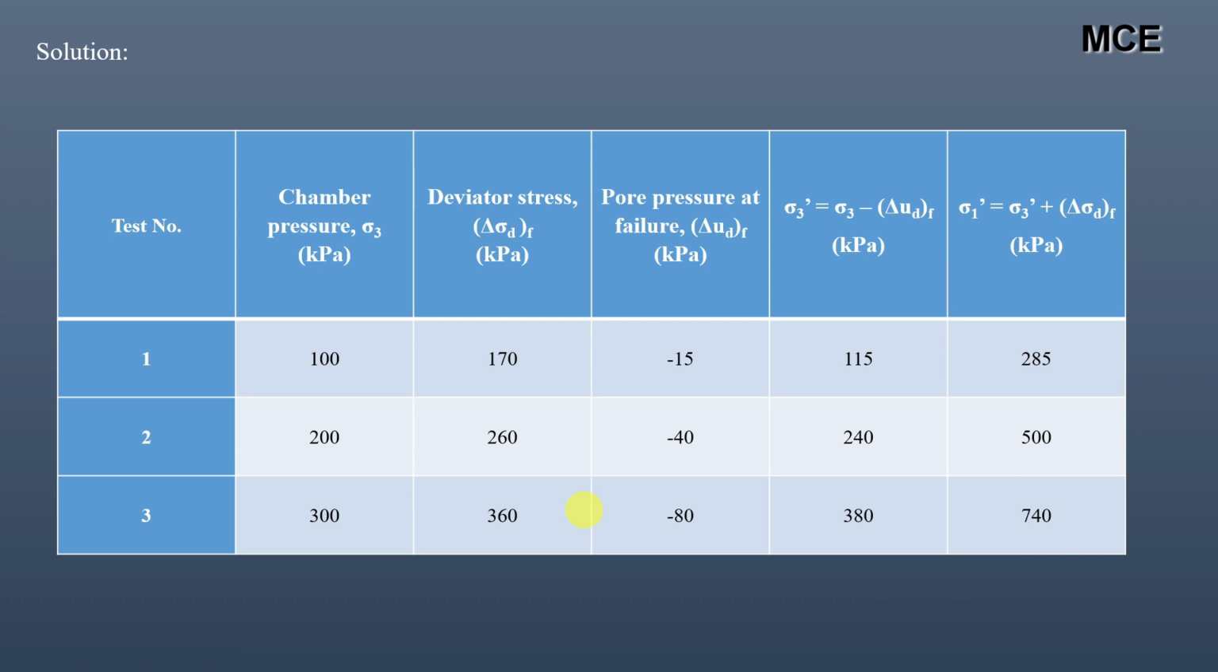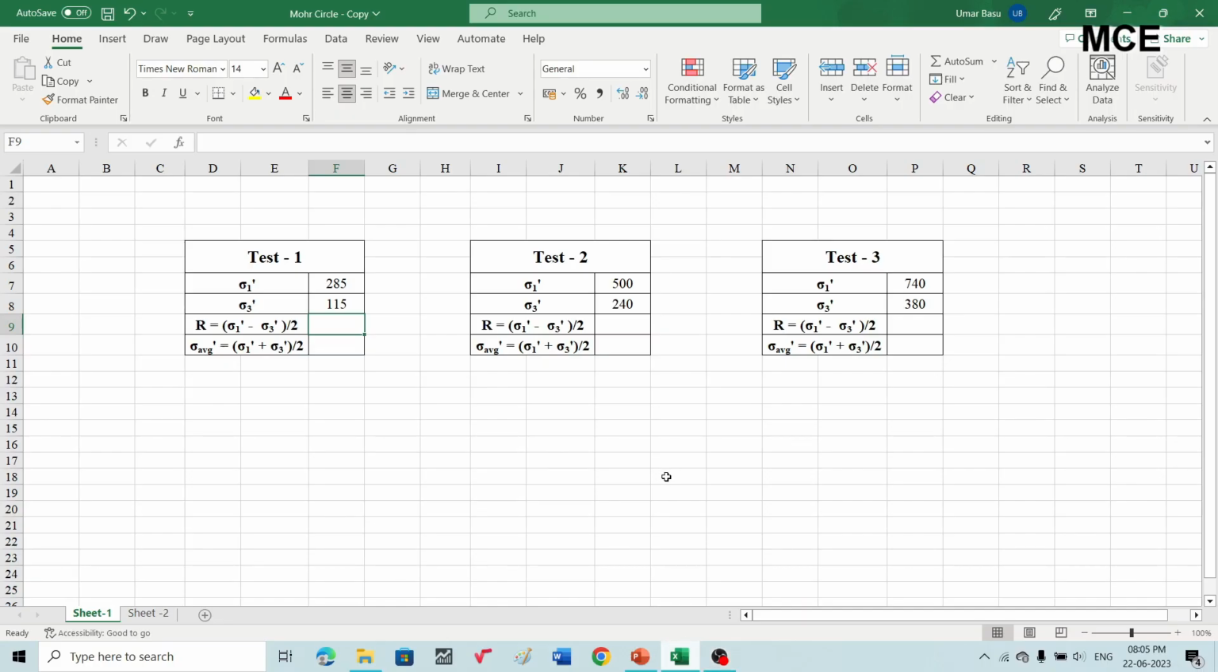After finding out the major and minor effective principal stress, we will use Excel to plot the Mohr circle and find the shear strength parameters of the soil. So let's move to Excel to plot the Mohr circle. To plot the Mohr circle, first we will find the radius of the circle and average stress for each of the tests. You can see I have already made 3 tables in which the effective major and minor principal stress are already written, which we calculated earlier.